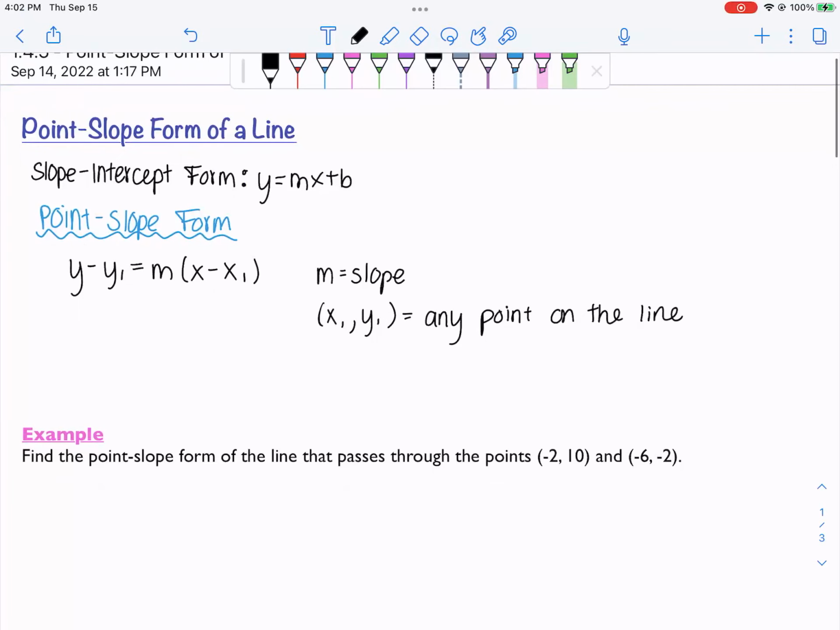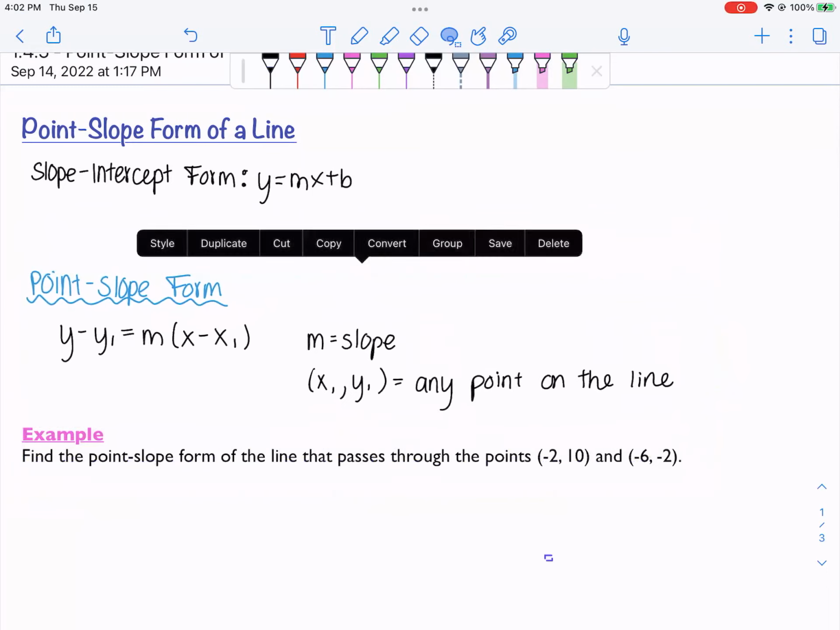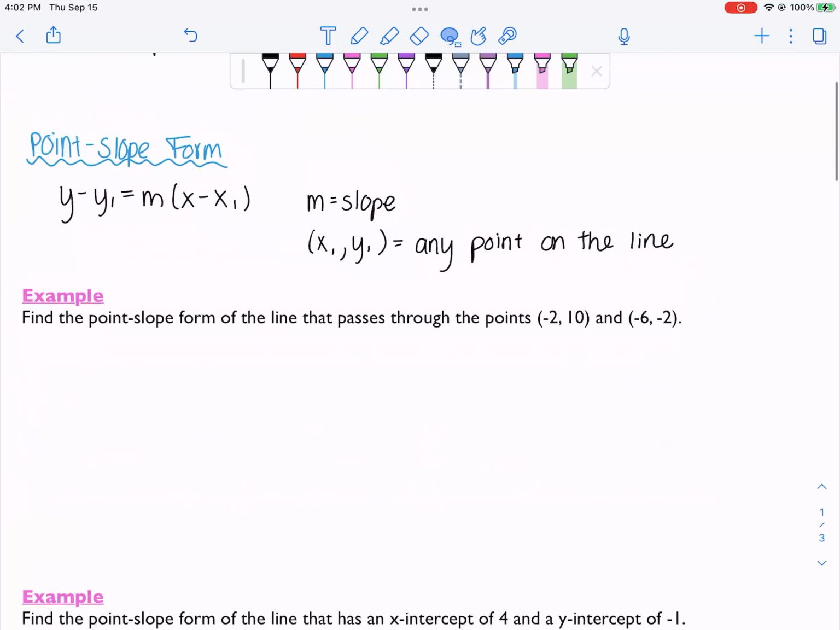So let's use it. Find the point-slope form of the line that passes through the points (-2, 10) and (-6, -2). We are going to need to find the slope first. So we'll use the slope formula, which is y2 minus y1 divided by x2 minus x1.